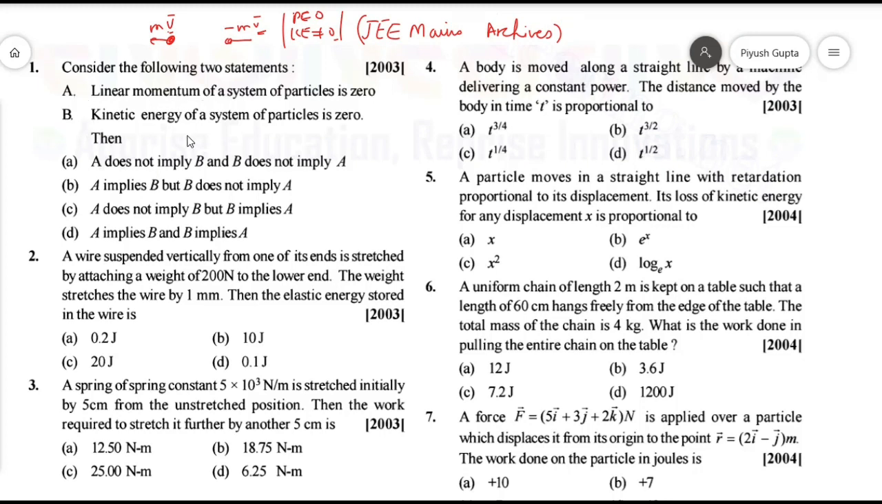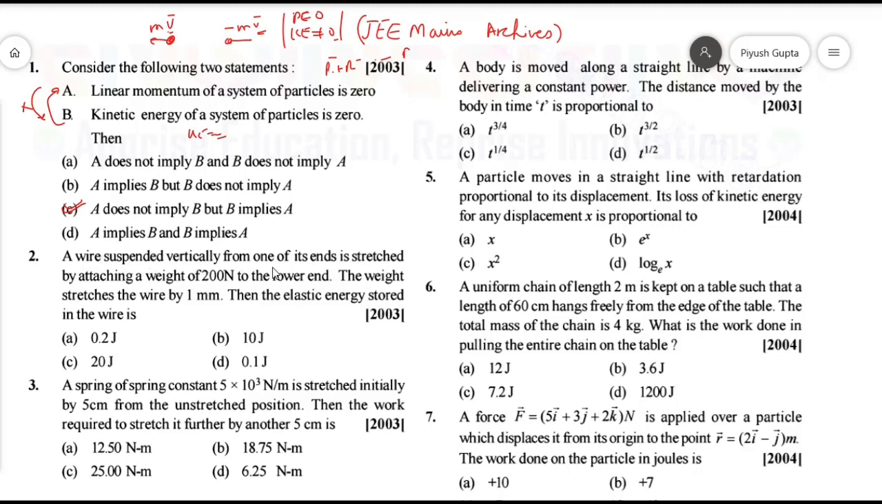Now if K is 0, that means the speed of each particle in the system is going to be 0, and if speed is 0, velocity is also going to be 0. Consequently, even if you write p1 plus p2 plus p3 for the net momentum, each p component is going to be 0. So the momentum of the system is going to be 0. So B implies A, but A does not imply B, and that's option C. A does not imply B, but B implies A. Okay, now move on to the second problem.